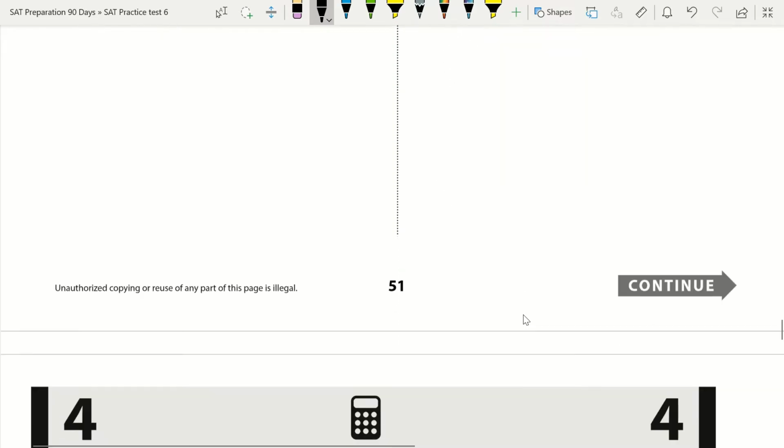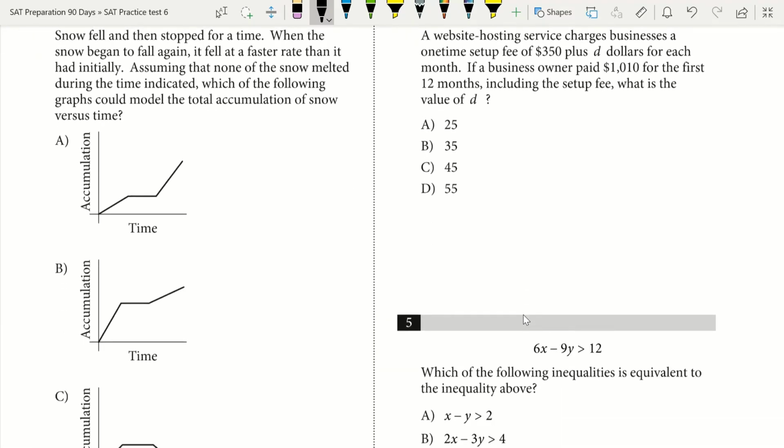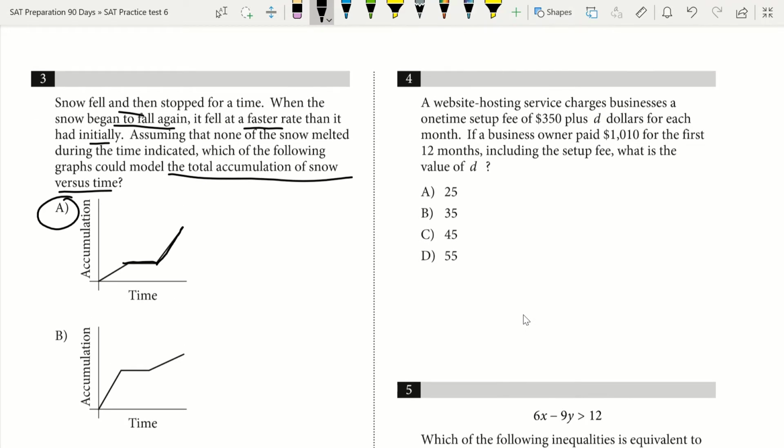All right, question number 3. We have snow fell, then stopped for a time. Then when the snow began to fall again, it fell at a faster rate than it had initially, assuming none of the snow melted during the time indicated. Which of the following could model the total accumulation of snow versus time? Okay, well, we know that snow is falling, so that accumulation is going to go up. Then it says it stops for a while, so it's going to flatline. Then it's going to increase at a faster rate since more snow is falling per minute. So answer choice A is perfect there. So answer for number 3 is going to have to be A.